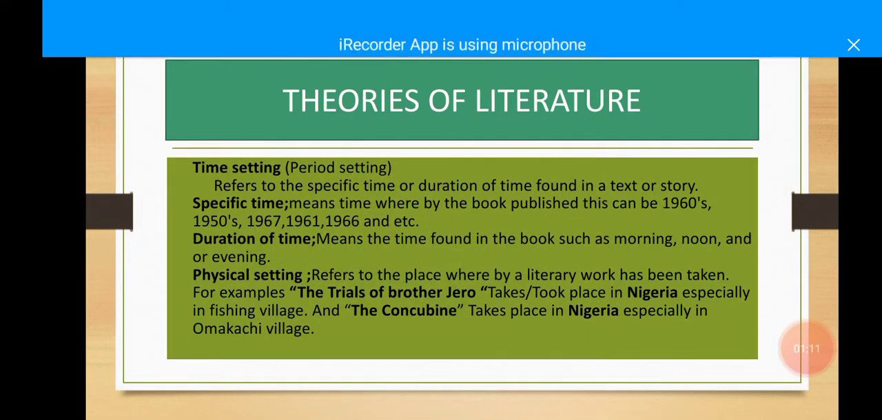Starting with time setting or period setting, by definition, you can say that it refers to the specific time or duration of time found in a text or story. Specific time means the time whereby the book was published. This can be in this year, or this year, and so forth. Duration of time means the time found in the book, such as morning, noon, and evening.